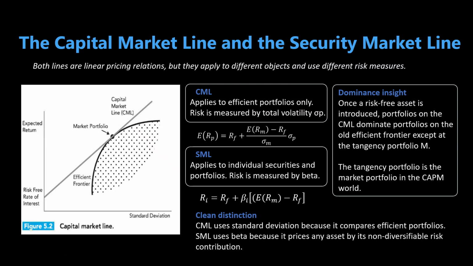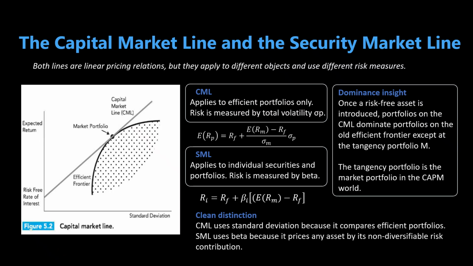The slope of the CML, which is [E(Rm) minus Rf] divided by sigma m, is the Sharpe ratio of the market portfolio. It shows additional expected return per unit of total risk, which we will discuss in detail along with other performance ratios in our next video.